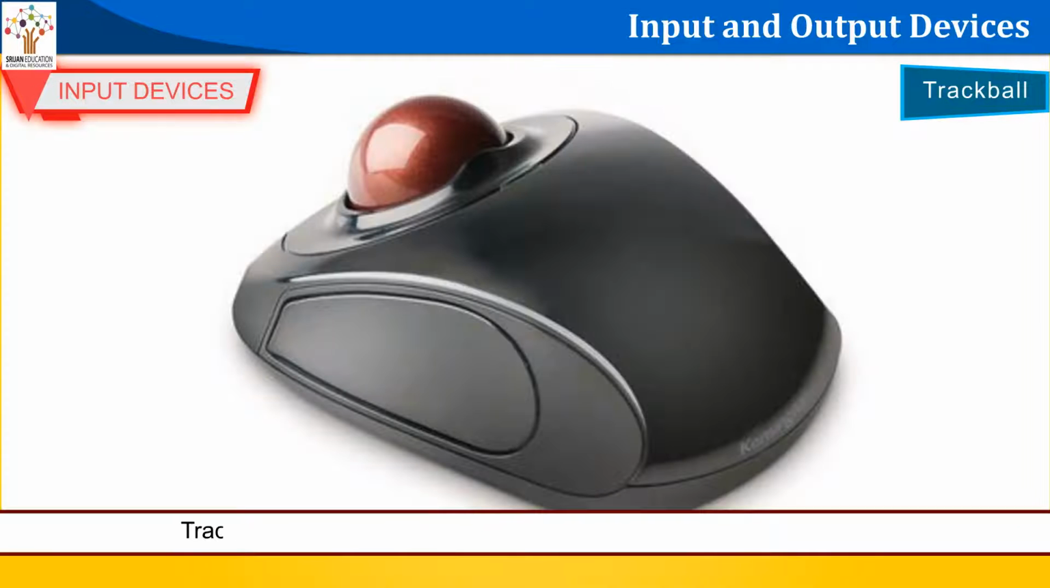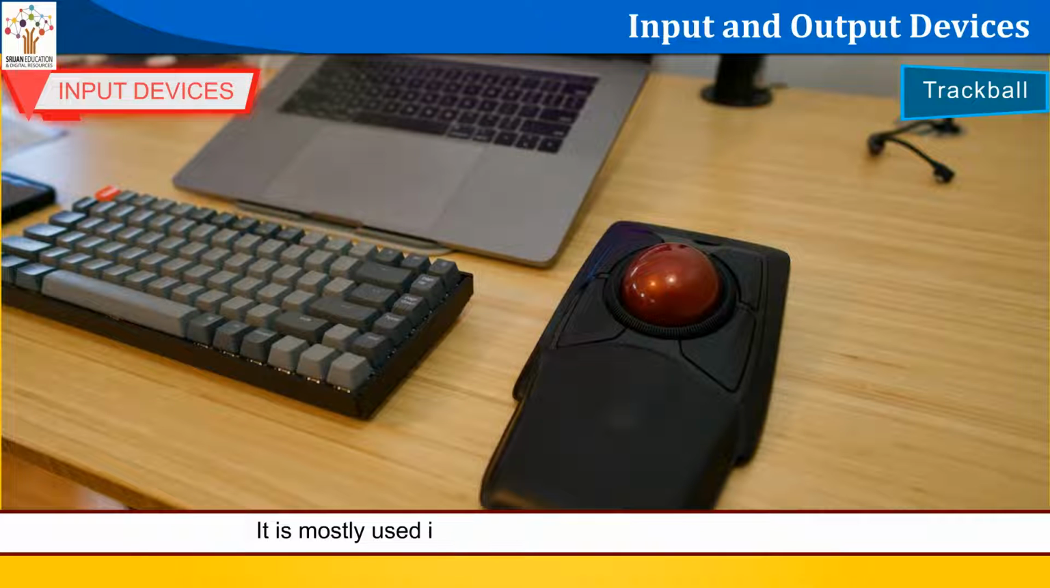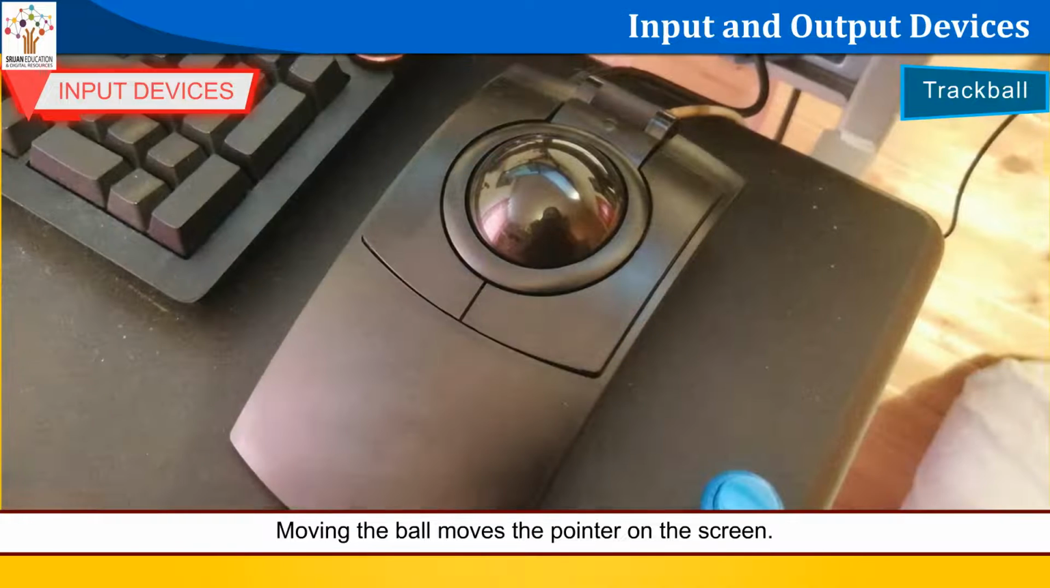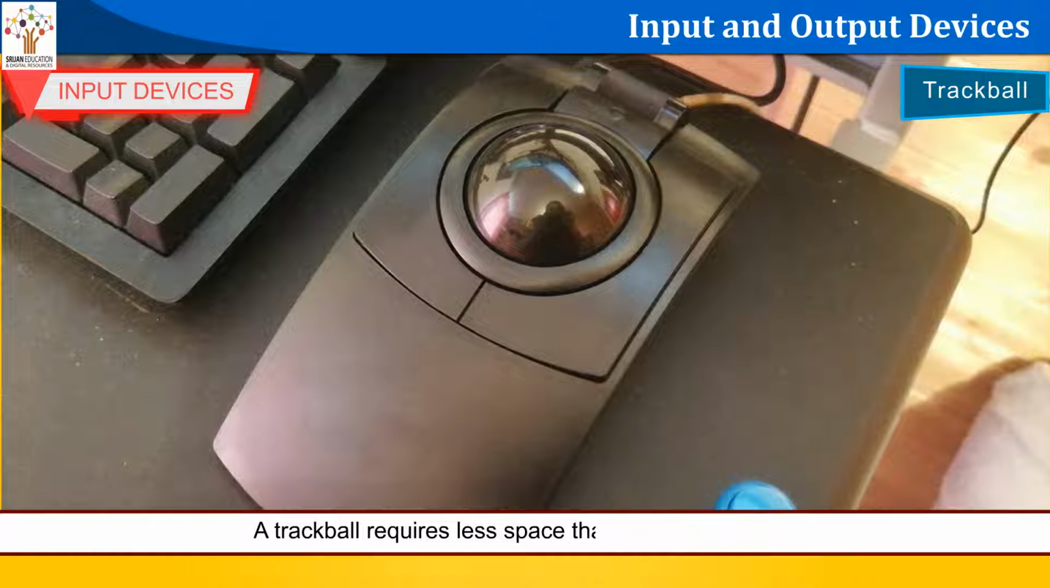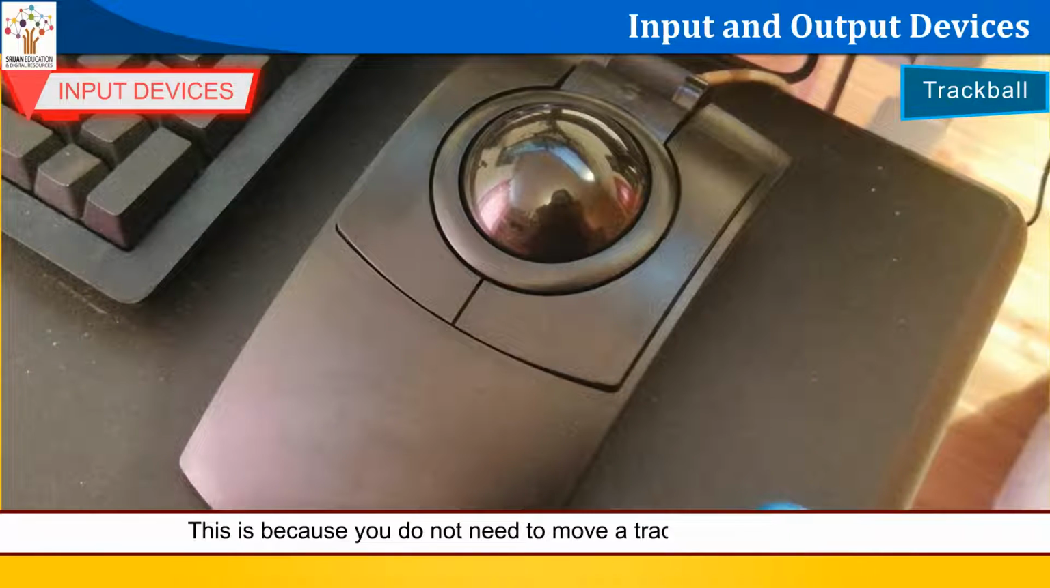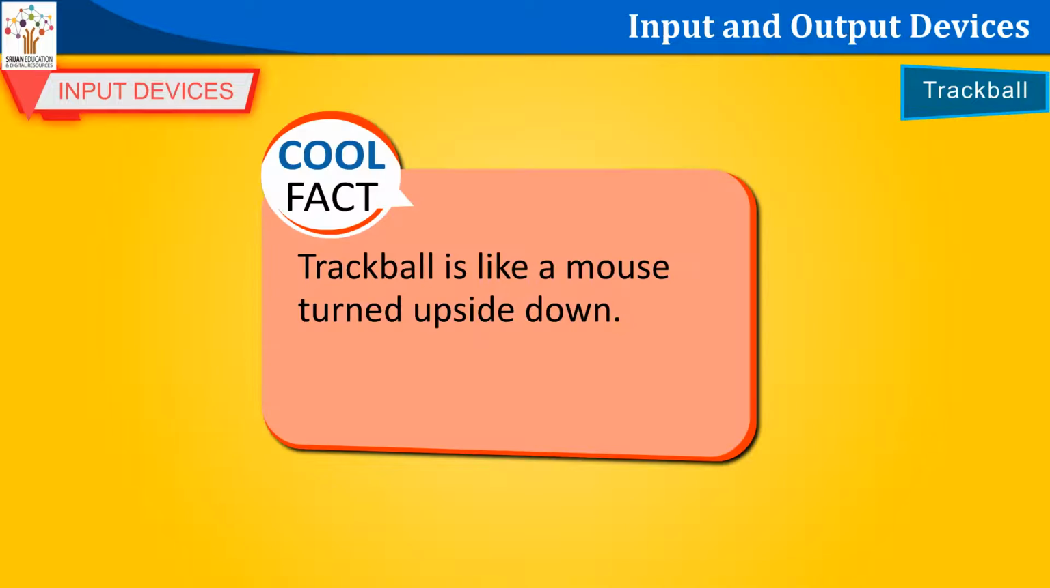Trackball. Trackball is an input device that is used instead of a regular mouse. It is mostly used in notebooks and laptop computers. A trackball consists of a ball which is moved with the help of the fingers. Moving the ball moves the pointer on the screen. A trackball requires less space than a regular mouse. This is because you do not need to move a trackball like a mouse. Cool fact: trackball is like a mouse turned upside down.